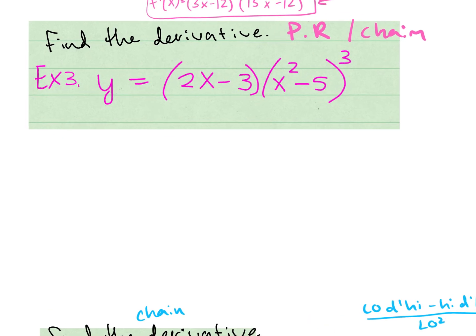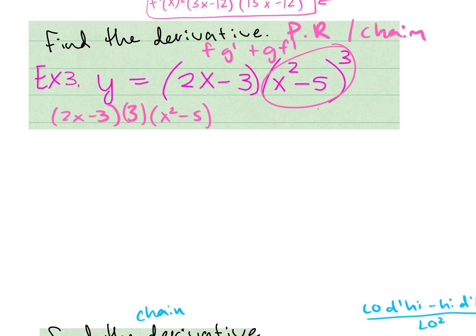All right, we'll do it. So the first times the derivative of the second plus the second times the derivative of the first. So our first would be 2x minus 3. When we take the derivative of the second, we have to do the chain rule. So it'd be 3 times (x squared minus 5) to the second power. And then we have to take the derivative of the inside, which would be 2x, plus the second, (x squared minus 5) to the third power, times the derivative of the first, which would just be 2.